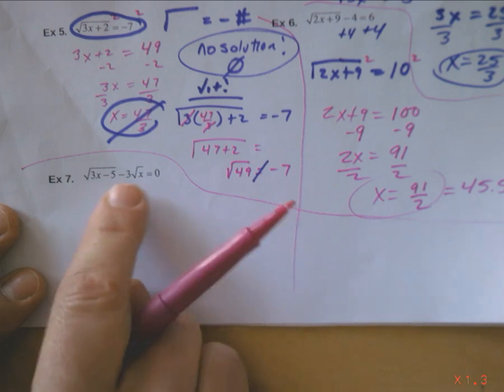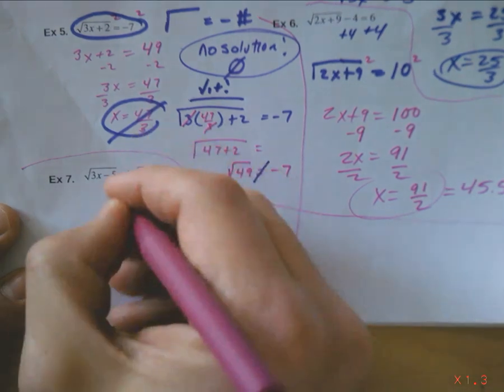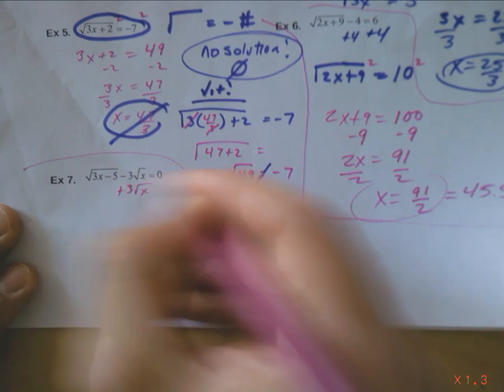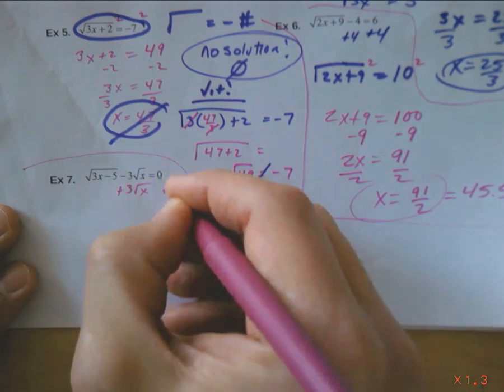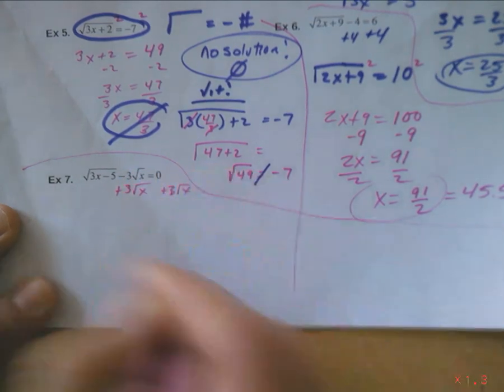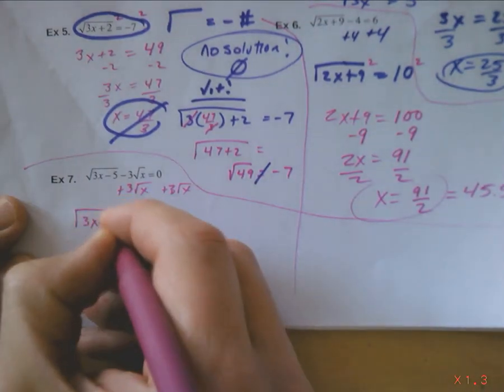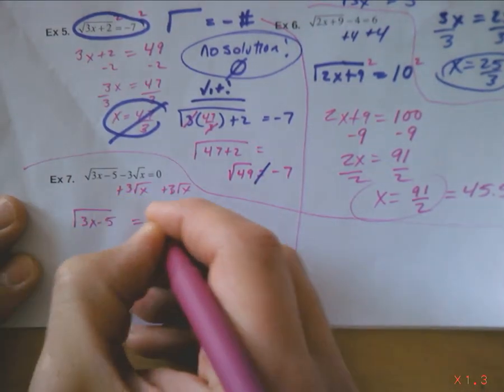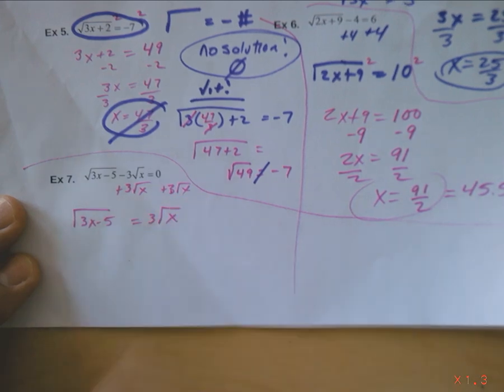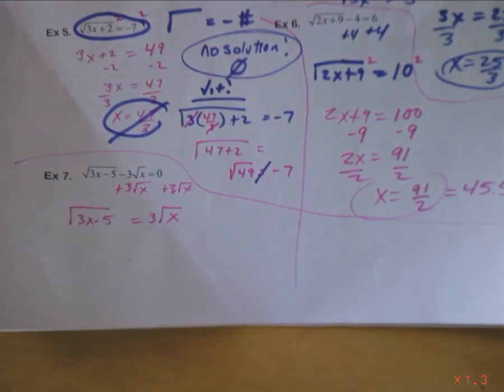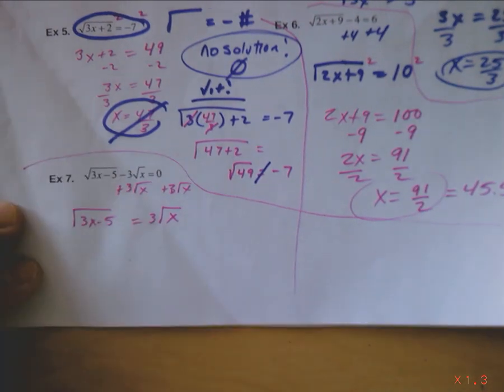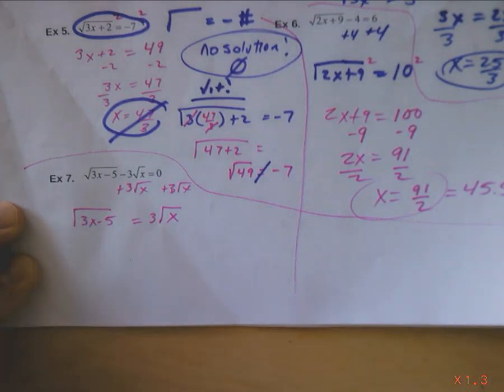Yeah, this minus 3 root x, we can move that over using addition. So positive, add it, plus 3 root x over. So what I've got now is the square root of 3x minus 5, and that equals 3 root x. So far, so good. All right, so we've isolated the square root, so we're ready to go.